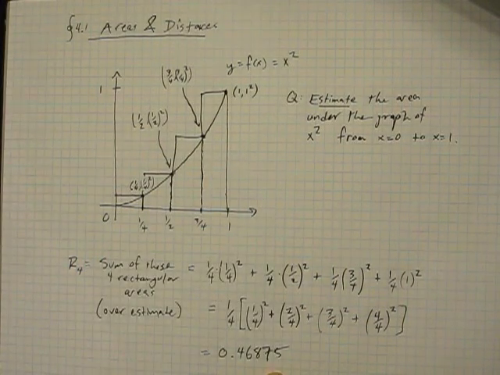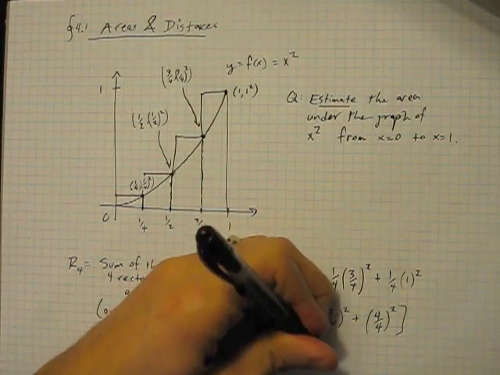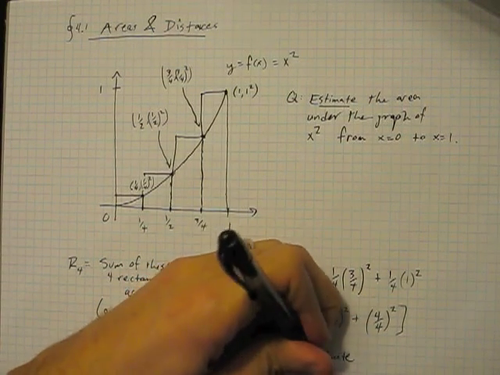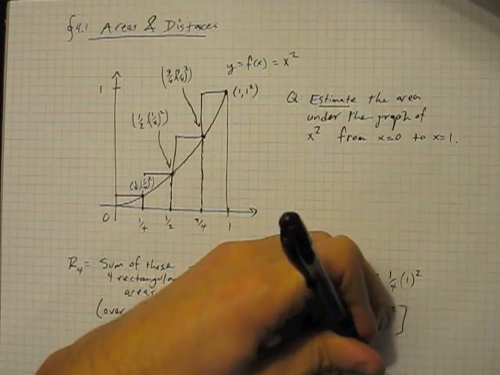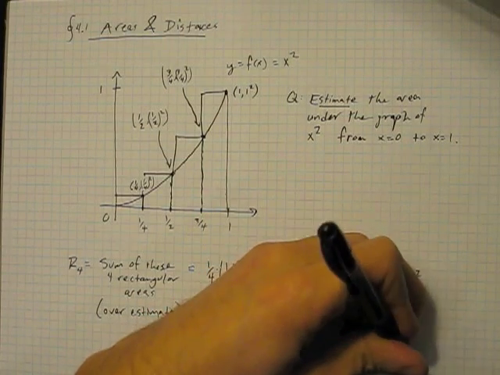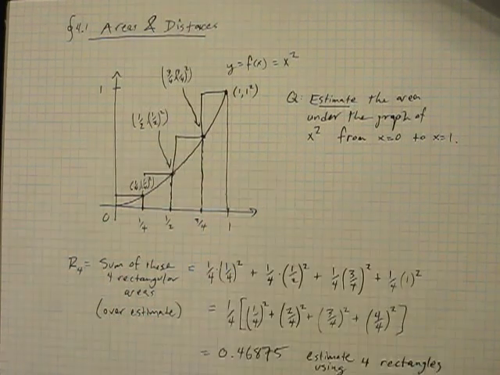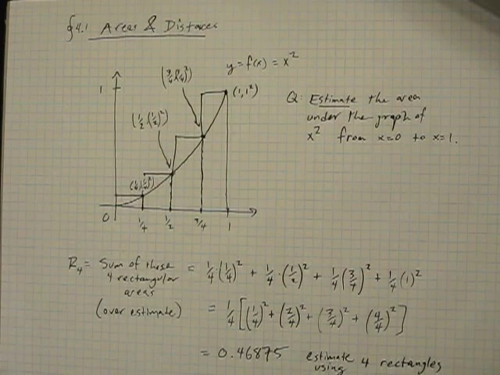Okay. So this is an estimate using 4 rectangles. Let me just make sure this is all showing up on camera. Okay, it's all showing up on camera.